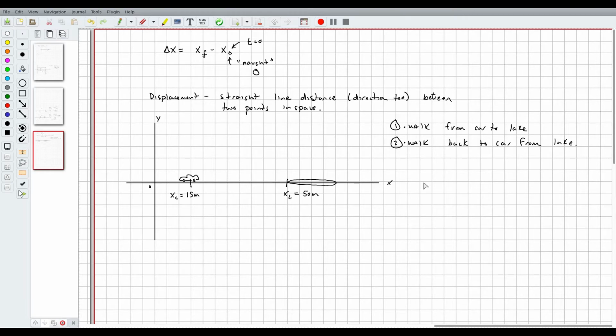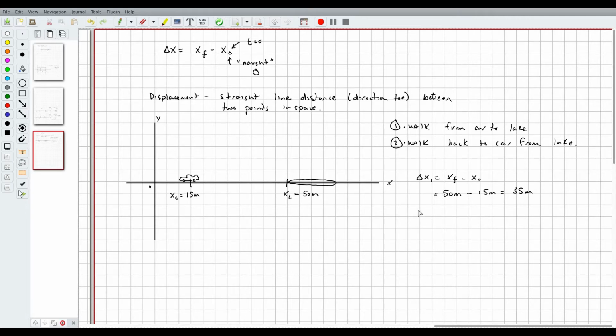For journey 1, we start at the car and we end at the lake. So where you end up minus where you started. We start at the car and end up at the lake. That's 50 meters minus 15 meters, which is 35.